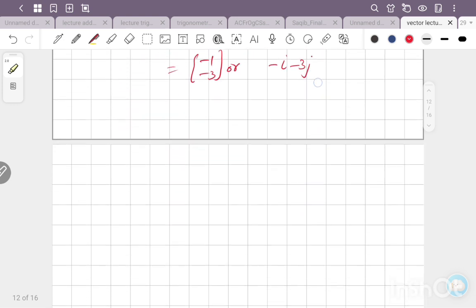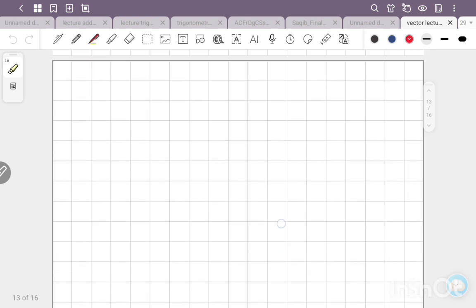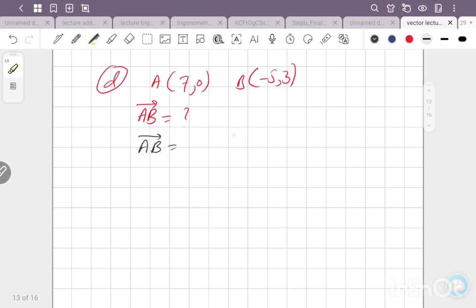We have to solve another question. This is our part D of question number 1. A is (7, 0), B is (minus 5, 3). Now write its position vector. What's the position vector? We know that we can write it into this form. Okay, just change the color. We have to write it into this form.